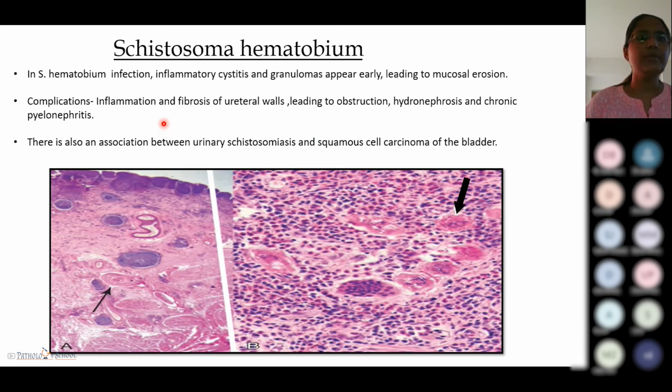So in Schistosoma haematobium infection, inflammatory cystitis and granulomas appear early, leading to mucosal erosion, and complications are inflammation and fibrosis of the ureteral wall, leading to obstruction, hydronephrosis, and chronic pyelonephritis. And there is also an association between urinary schistosomiasis and squamous cell carcinoma of the bladder. This is a microscopic picture where we can see the small granulomas.